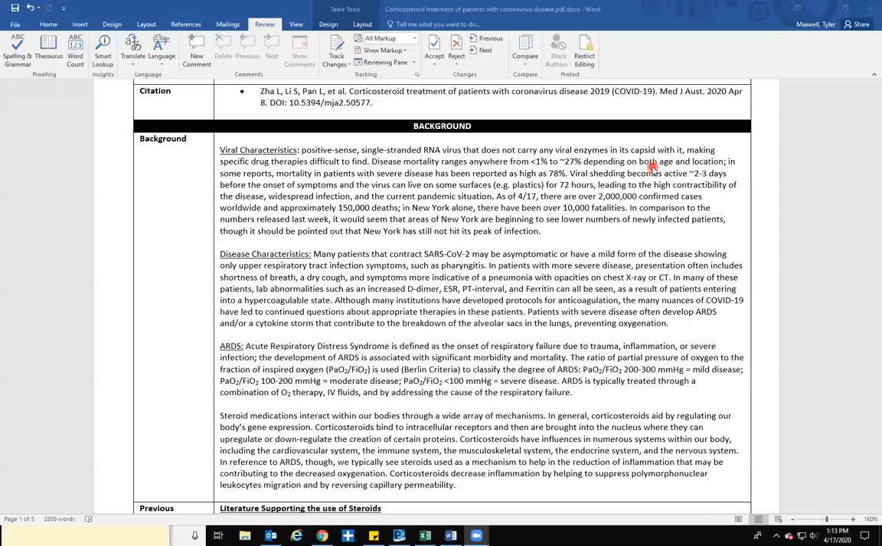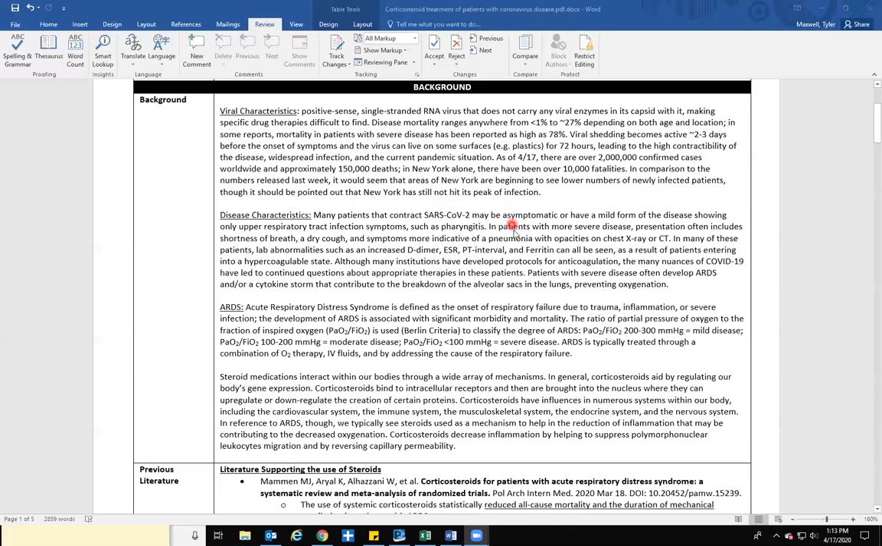As of this morning, when I checked, there were over 2 million cases that were confirmed worldwide with over 150,000 deaths. In New York alone, there have been over 10,000 fatalities. Compared to the numbers from last week, it does appear that the new cases that we're seeing every day seem to be slowing down in some portions of New York. But it should be pointed out, I think, that in New York, we have not hit the peak of infection yet, and our curve still is rising.